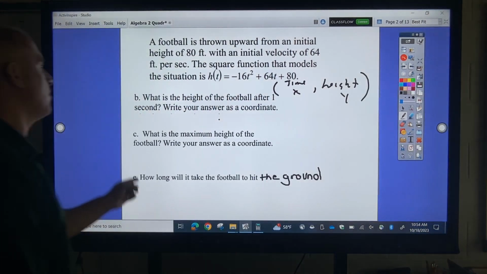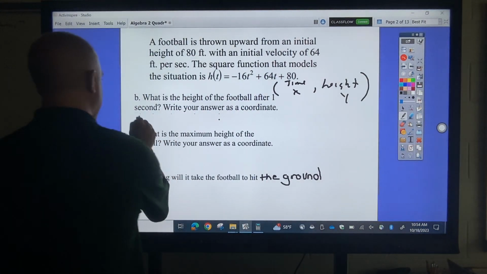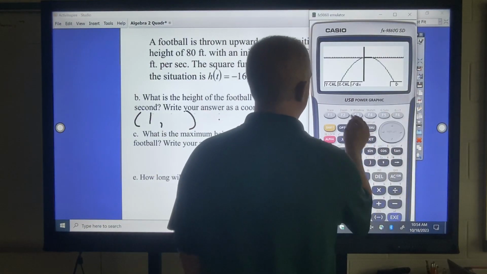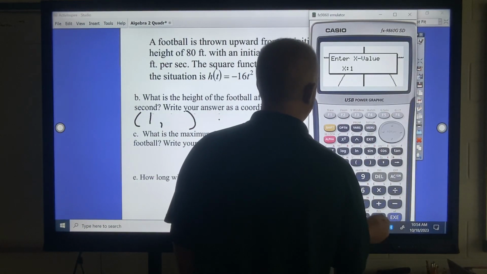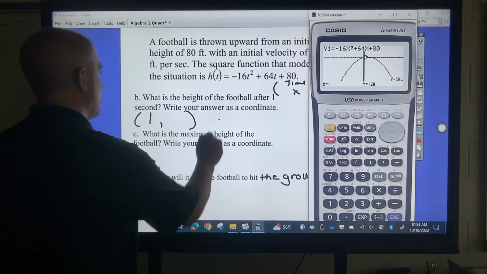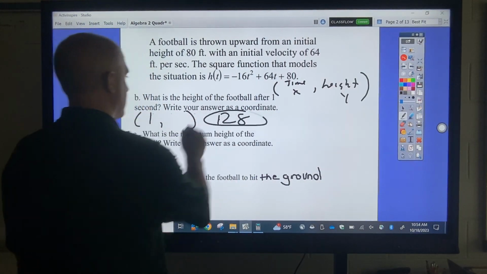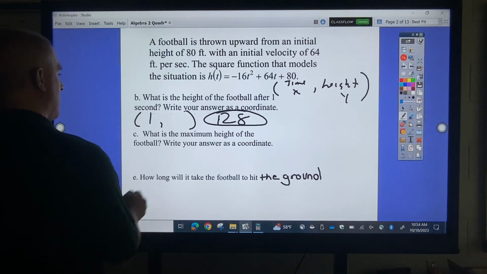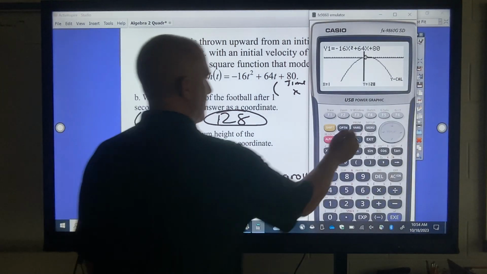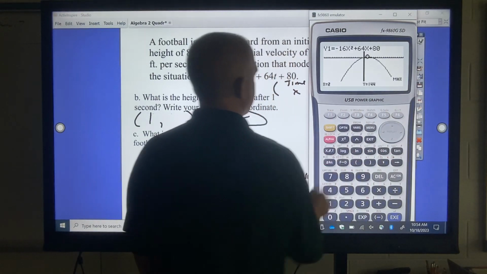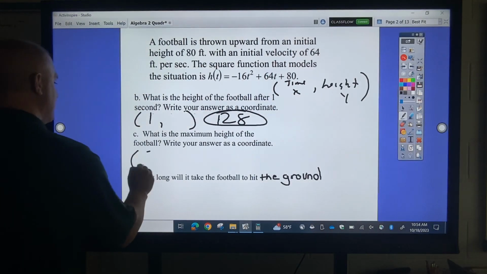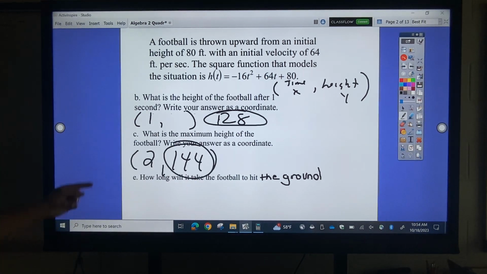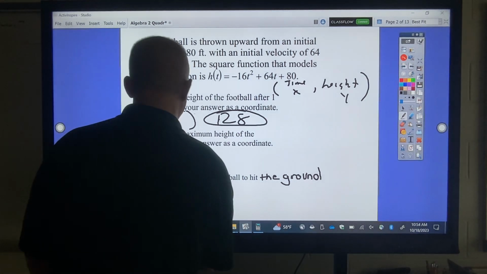It says, what is the height of the ball after 1 second? So what does that mean? 1 for X. I want to do a Y-Calculate. G-Solve, Y-Calculate, and I put 1 in for X, and it tells me 128 feet. What is the max height of the football? So G-Solve Max. At 2 seconds, it's 144. So it's 144 feet.